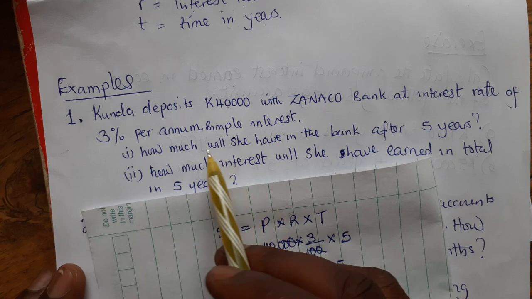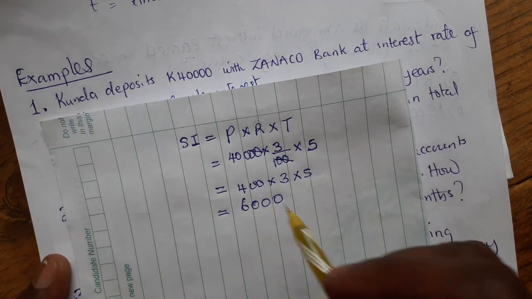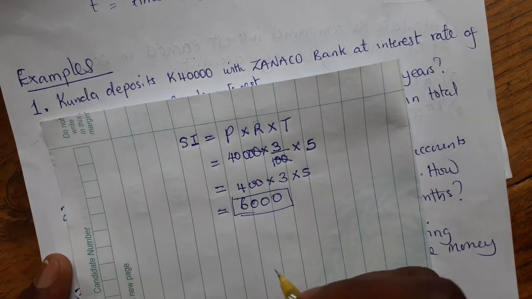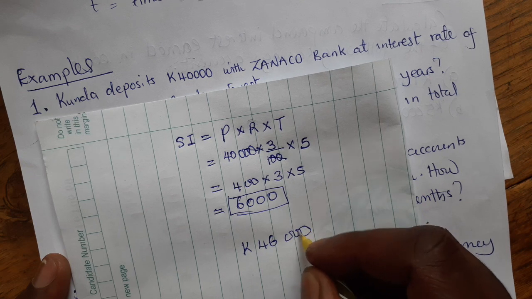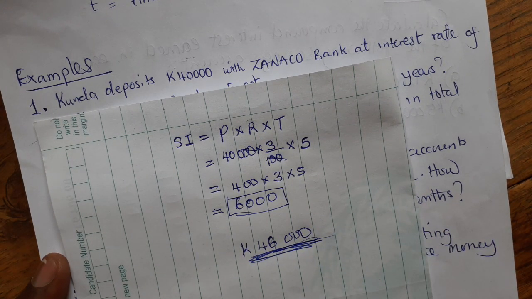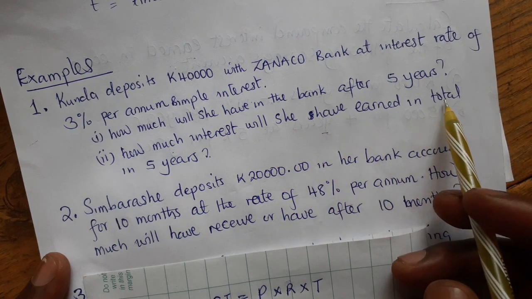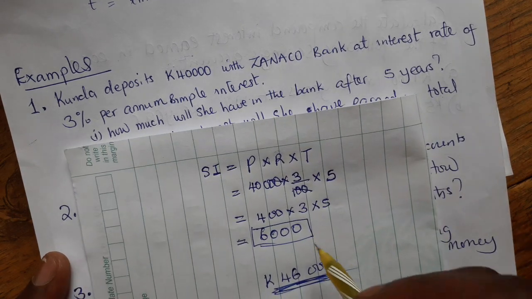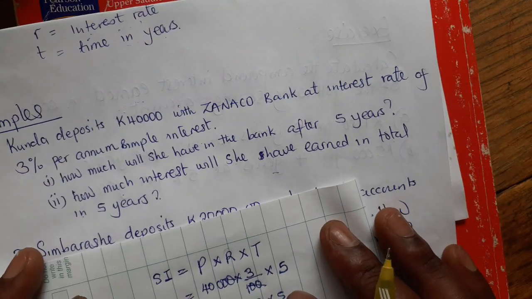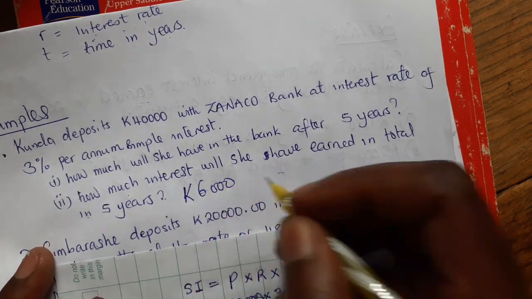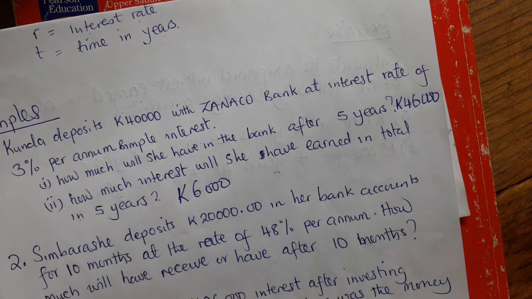Now let's get back to the question. What does the question say? How much will she have in the bank after 5 years? So after 5 years, she's going to have the 40,000 plus this 60,000 interest. So the answer to our question is going to be 46,000. That's what is going to be our answer to the first question. Then the second question is, how much interest will she have earned in total? That is in 5 years. So how much interest? Interest is what we have covered here. This is the interest that she's going to earn. So the interest here is going to be 6,000. This first question is going to be how much? 46,000. I hope you managed to follow the explanation that I gave.